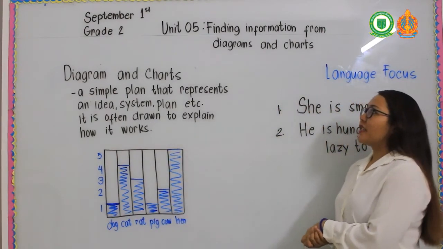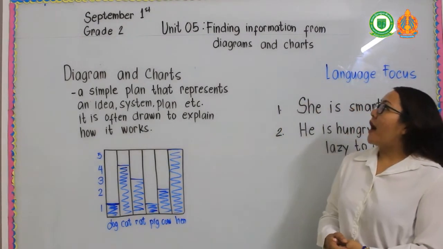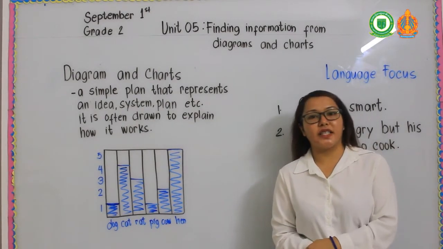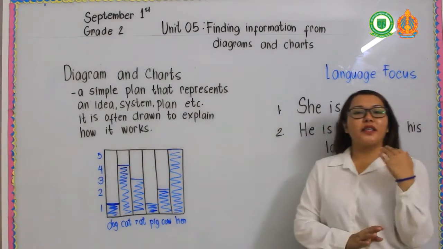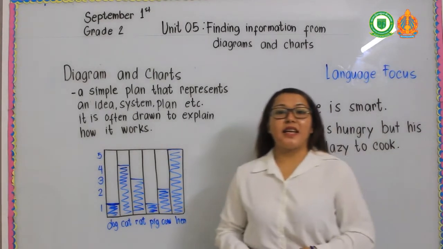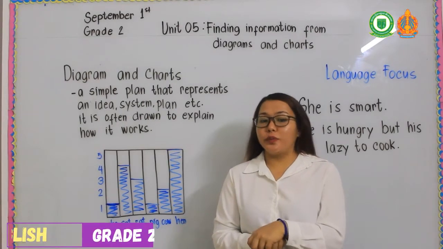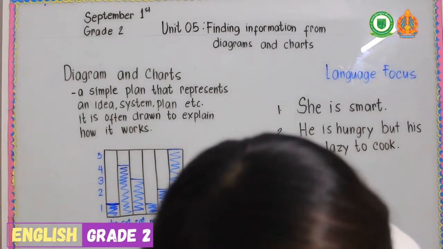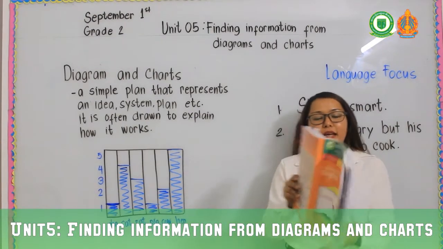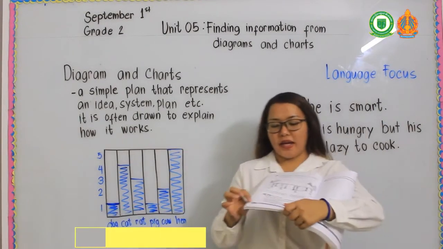But for today, kids, we are going to continue with Unit 5. It's about finding information from diagrams and charts. Again, we are going to discuss finding information from diagrams and charts. So as early as now, kids, I want you to please bring out your books and open on page 100. Please get your books and turn to page 100.